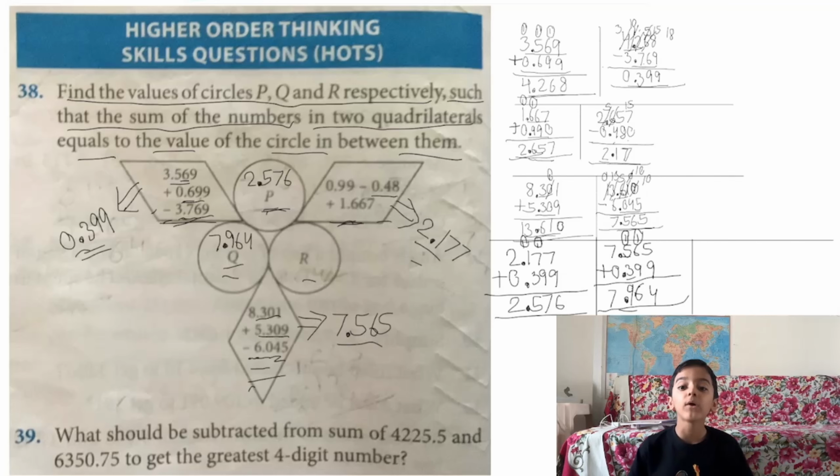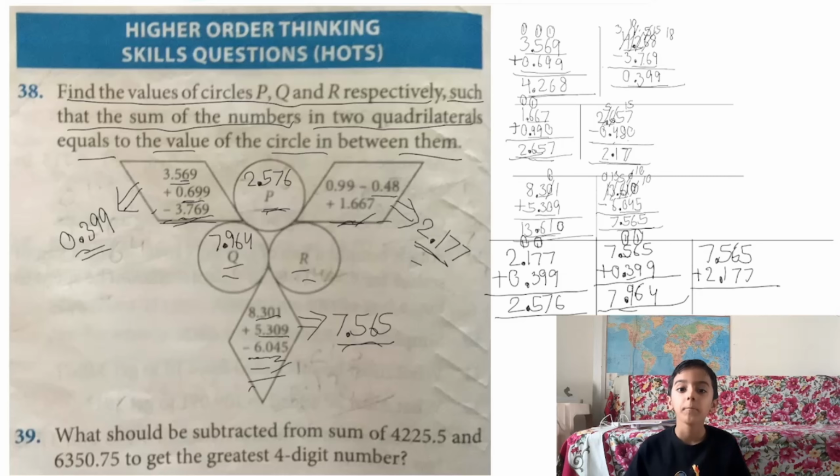So now we have to find out the value of the last circle remaining, which is circle R. So let's find out. For circle R, we have to add these two quadrilaterals. So that means we have to add 2.177 plus 7.565. Now let's write it.